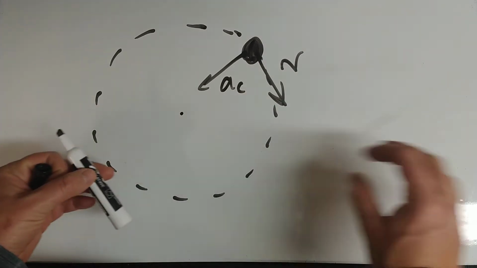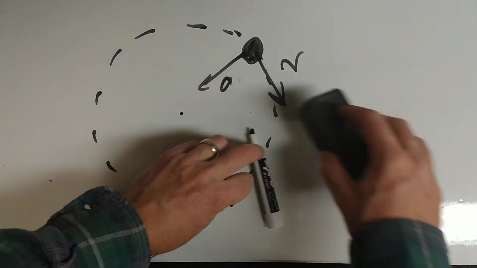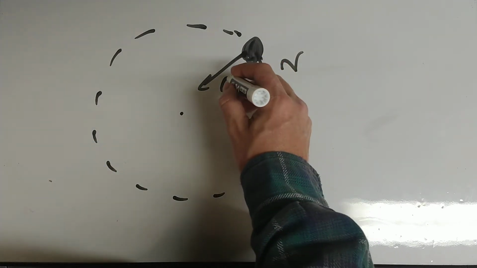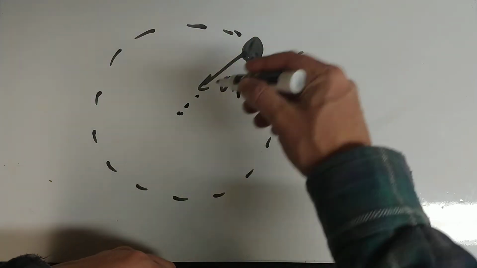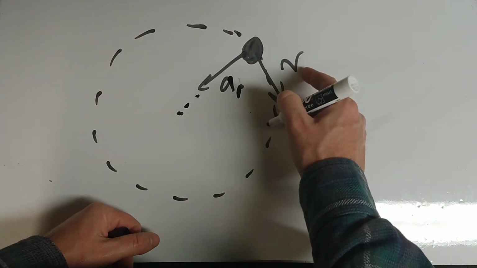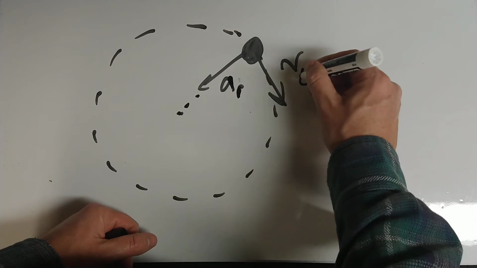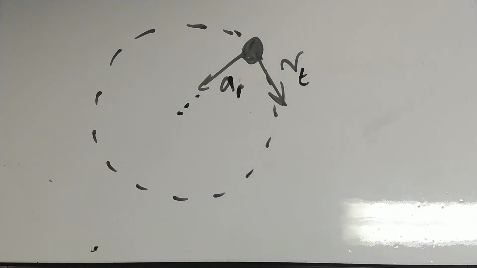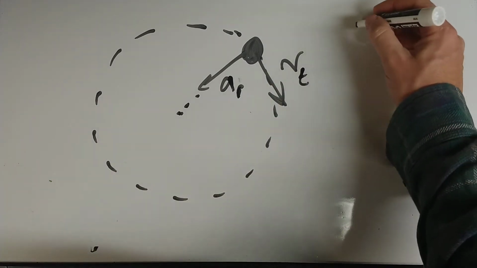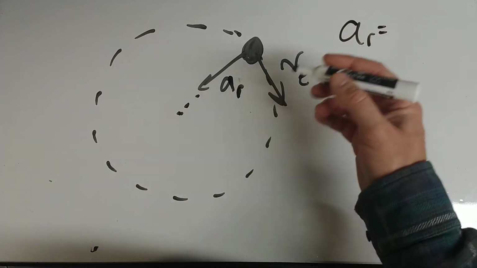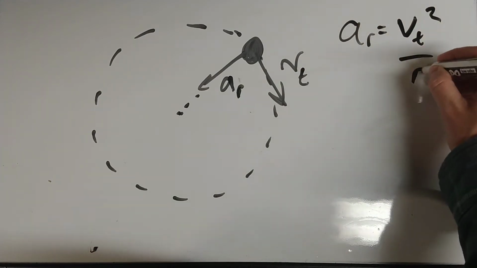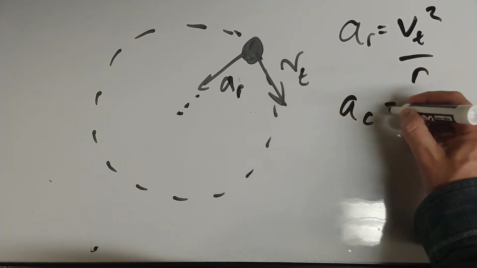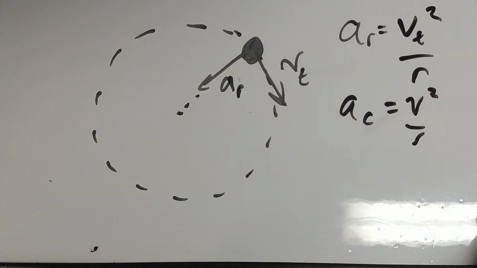Well, this year we don't call this centripetal acceleration, we call it radial acceleration, the acceleration directed along the radius of the motion. And rather than just calling this v, we call it the tangential velocity, v_t sometimes. Now last year we knew that the radial or centripetal acceleration is equal to the tangential velocity squared over r. It looked like this last year, right? a_c equals v squared over r.